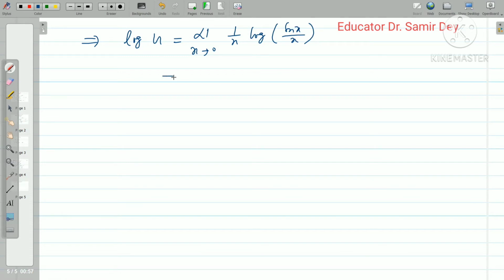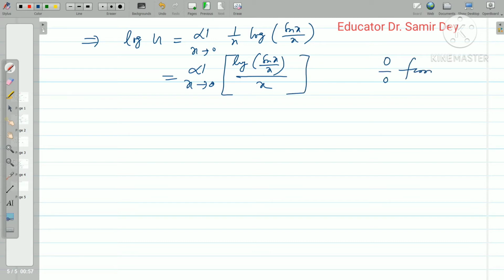Next line you write limit x tends to 0 of log of sin x by x, divided by x. Okay, what type of form do you have? Basically you have 0 by 0 form. So already you know, if you have a 0 by 0 form, you have to apply L'Hospital rule, that is differentiate numerator and denominator simultaneously.